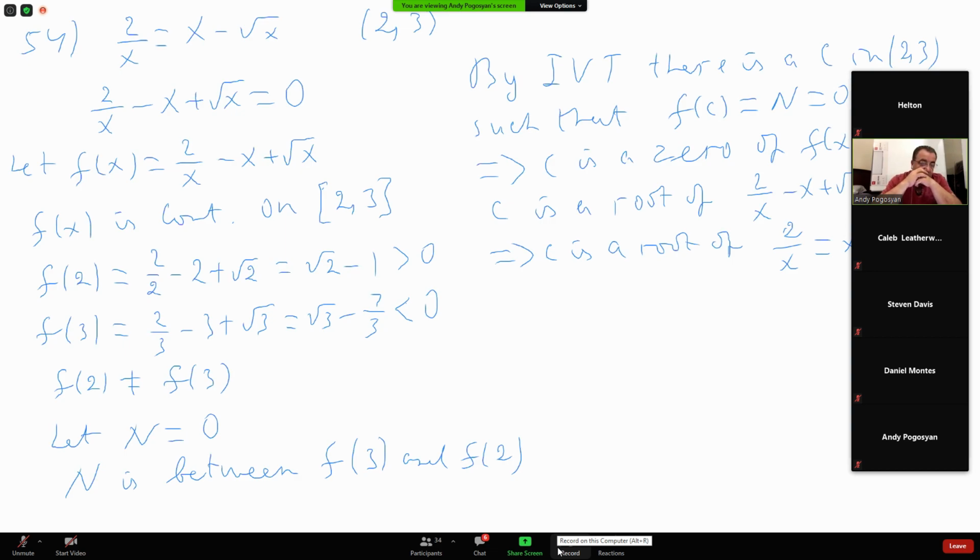Any questions? Right, so the final answer is n is between f of 3 and f of 2. I just put it in that order because f of 3 was negative and f of 2 was positive. It doesn't make a difference if you put f of 2, f of 3. It's f of a and f of b. So n is between those two.